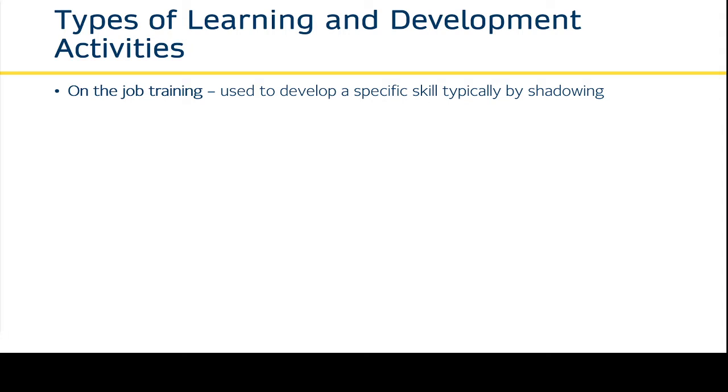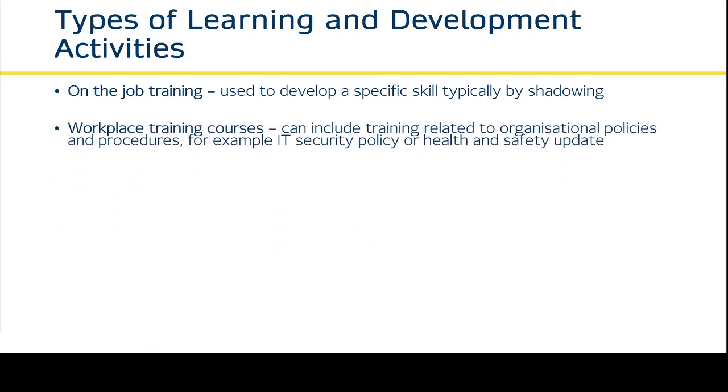So that's on the job training. Mostly it's shadowing, sometimes it might be reading guides or doing online modules. You've got workplace training courses, so these can include training related to organisational policies and procedures. So, for example, IT security policy or a health and safety update.